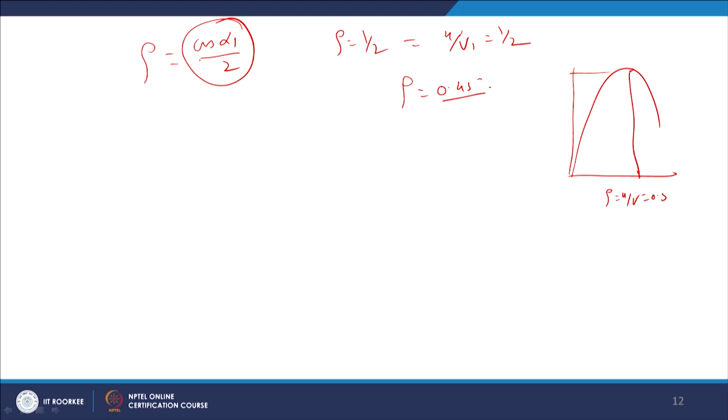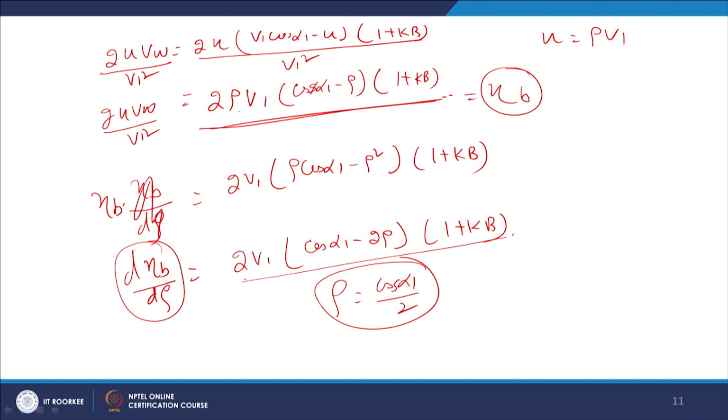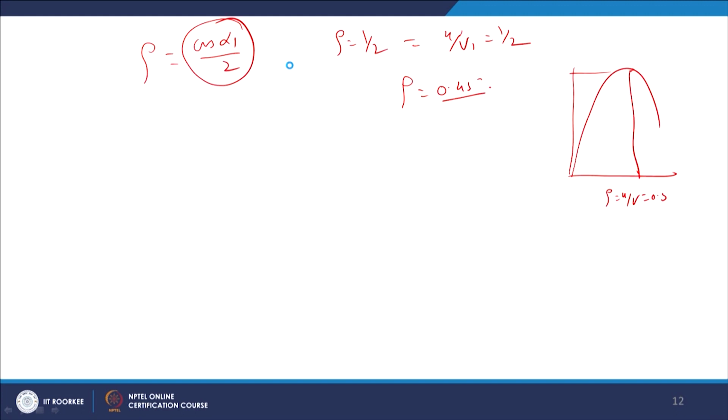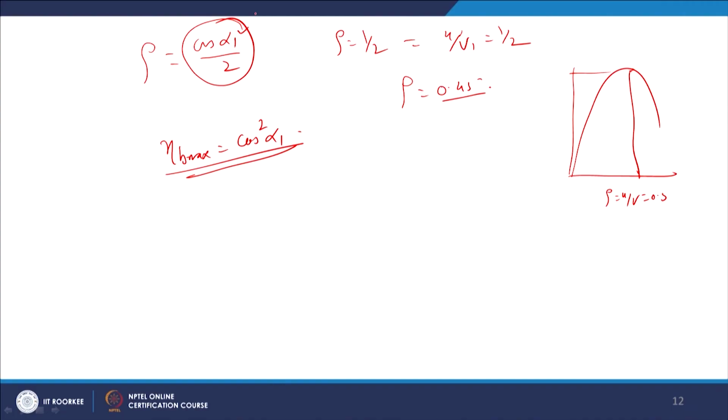If you put the modified value of rho in this expression of efficiency, you will find the maximum efficiency is cos square alpha 1. So if alpha 1 is 0, then efficiency is 100%, which is not possible. We do not take alpha 1 as equal to 0. So alpha 1 has to have a certain value, and through this value we get the maximum blade velocity.